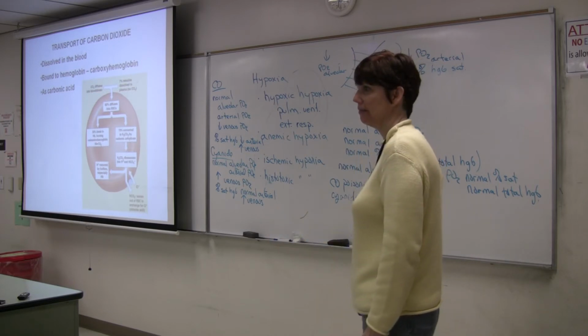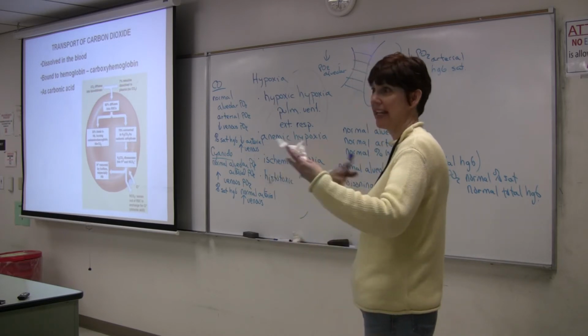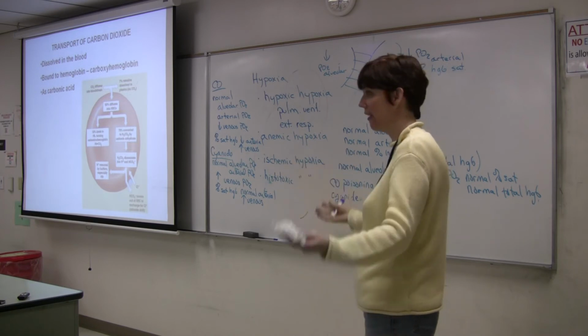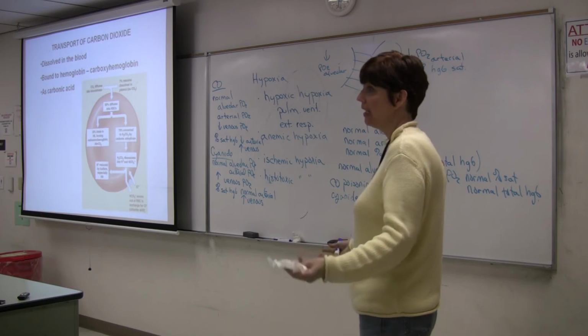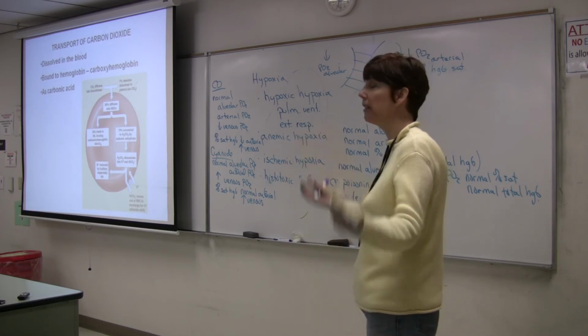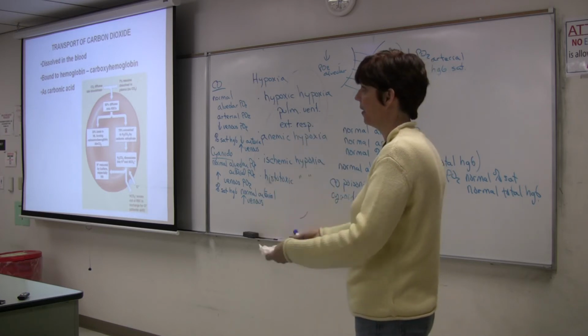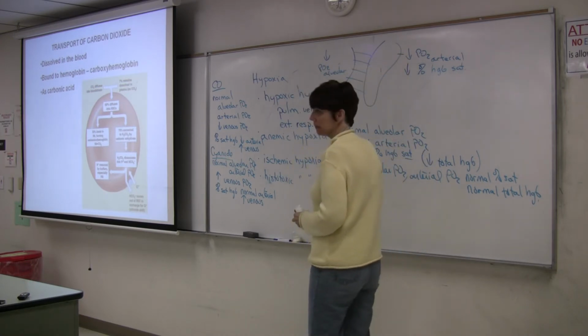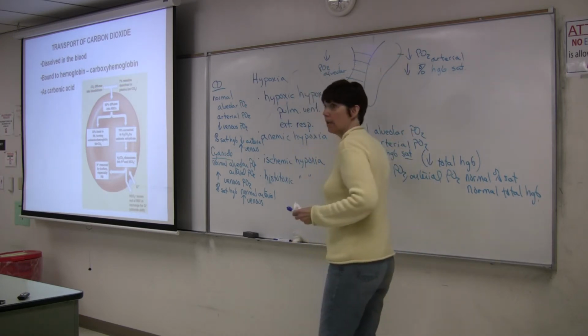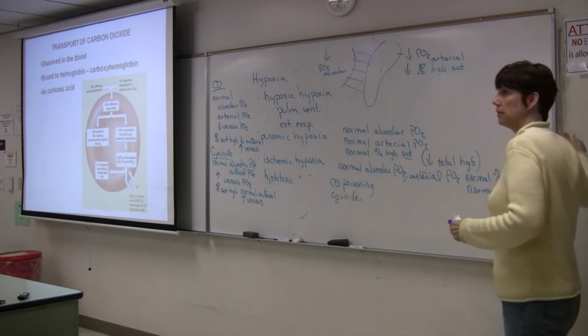Anemic hypoxia: not enough red blood cells. We're not doing anything at the gas exchange site. We just don't have enough hemoglobin to carry the oxygen that's already there. So the little hemoglobin that is there is going to be completely saturated because we have more than enough oxygen to saturate it. We just don't have enough hemoglobin to carry it to the cells. Can I erase this board now?